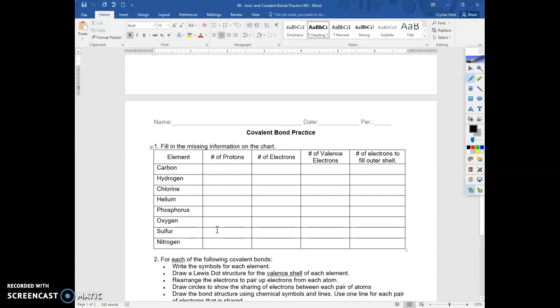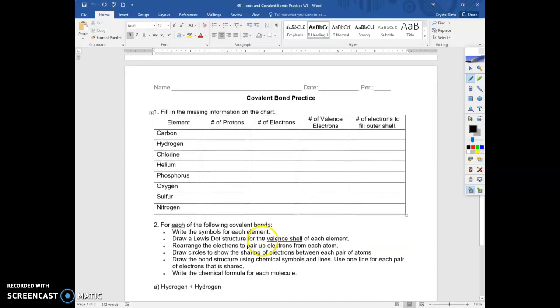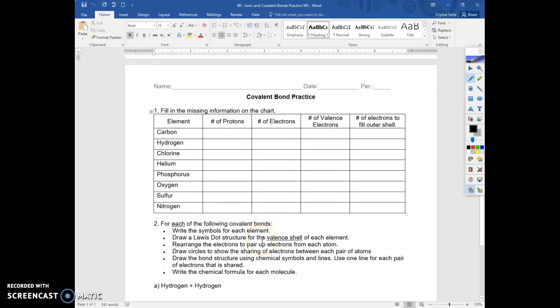The second page of this is very similar to start out with covalent bonds, but remember, with covalent bonds they share electrons and don't transfer. So you're going to fill out the chart. So if we look at carbon, we know carbon is atomic number 6. So carbon has 6 protons, 6 electrons. It has 4 valence electrons. It's in group 14. It has 4 valence electrons. It needs 8 to be happy, to fulfill that octet rule. So it needs 4 more. Okay, so carbon has 4.